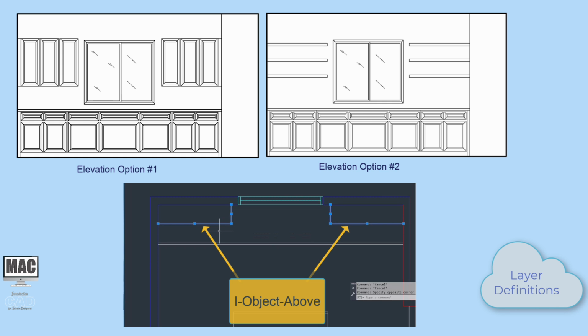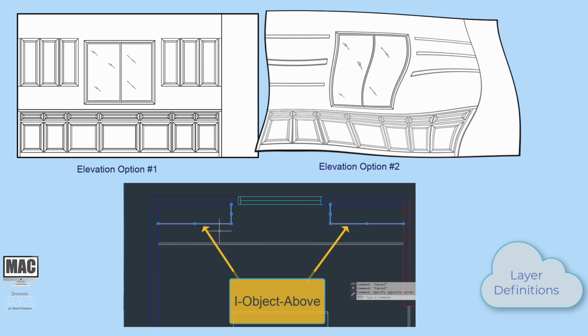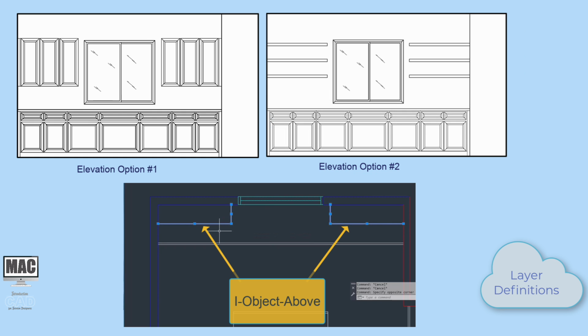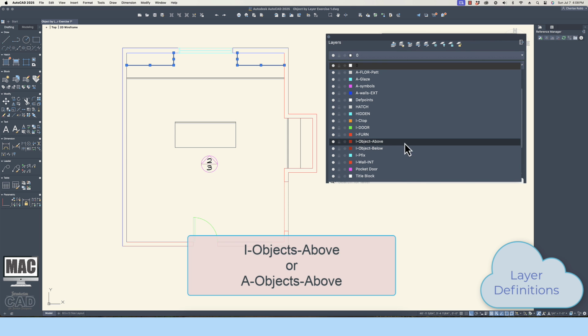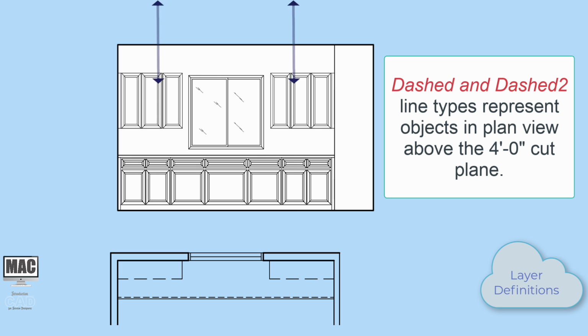The lines flanking the window graphic represent either a set of upper wall cabinets or a set of open shelves. This cannot be fully defined without either a note or a corresponding drawing, such as an elevation or section, which expresses an object's height on the designated wall. For now, these lines will be placed on a unique layer entitled I-object-above, which has a -2 line type assignment. Dash lines indicate an object exists above the 4-foot cut plane.